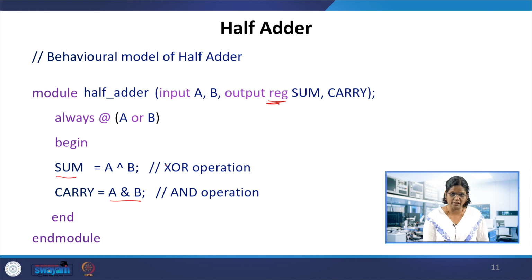So it's not concurrent as in the case of the previous two models, the data flow and the structural description. So here within the always block the statements are sequential, so we need to take care of the order in which we are writing the code. This combinational circuit doesn't need that, so here we have given sum and carry. The XOR operation and the AND operation are specified.